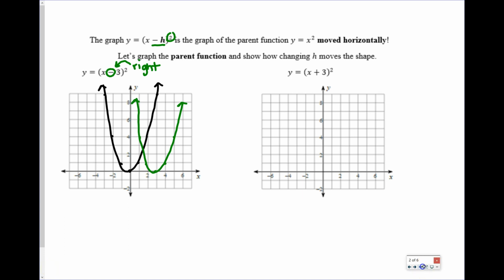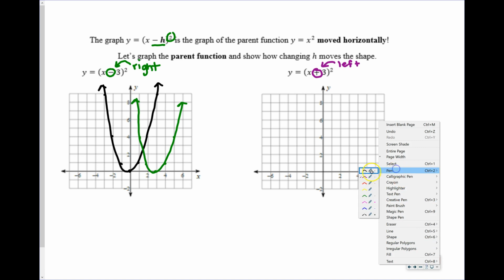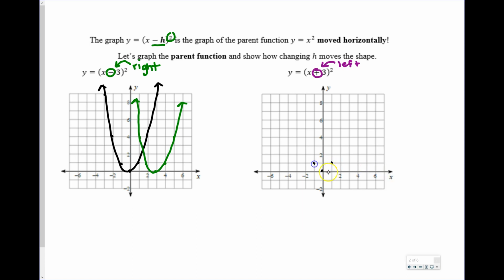On the other hand, if I have a plus 3 on the inside, what do you think that's going to indicate? It's going to indicate a movement left. So I'm going to go ahead and draw my parent function. There's my original. And the more you draw this parent function and really think about it, the more you'll memorize it. Now again, like I said, you don't have to draw this every time. I'm just showing it to you to help you.